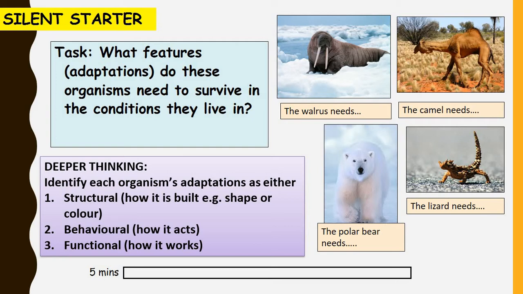Deeper thinking identifies each organism's adaptations as either structural, so it could be the shape or the colour, behavioural, how they act, or functional, how it specifically works. So pause the video, have a little think, try and write down some different adaptations for each of them, and then we'll make some notes in a minute.